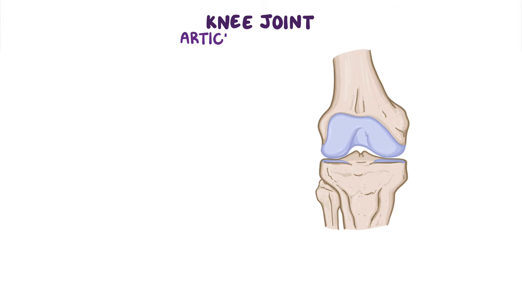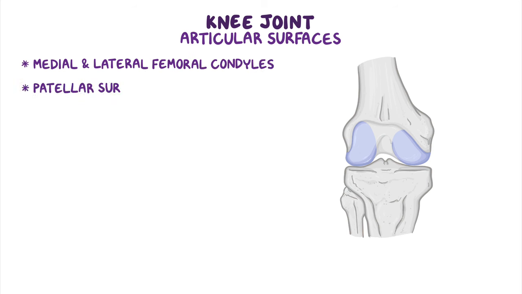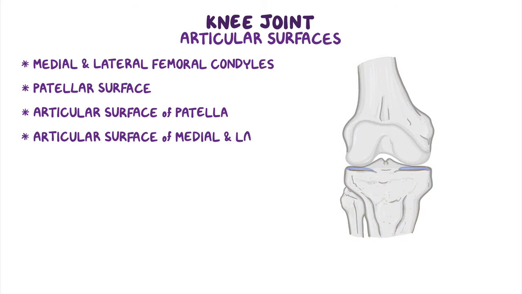Okay, now the articular surfaces of the knee joint are the medial and lateral femoral condyles, the patellar surface of the femur between these two condyles, the articular surface of the patella, which is a plateau with an anteroposterior ridge that fits into the patellar surface, known as the trochlear groove, and the articular surfaces of medial and lateral condyles of the tibia, on which the condyles of the femur roll.